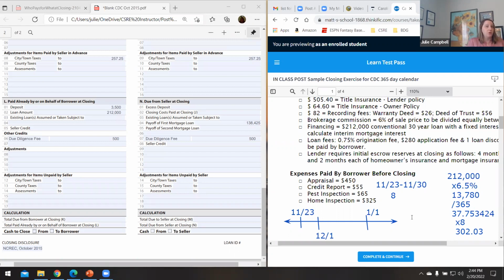Questions before we talk about where to put it? Everybody good on how I got that? 8 days. I saw a woohoo. I like seeing woohoos.